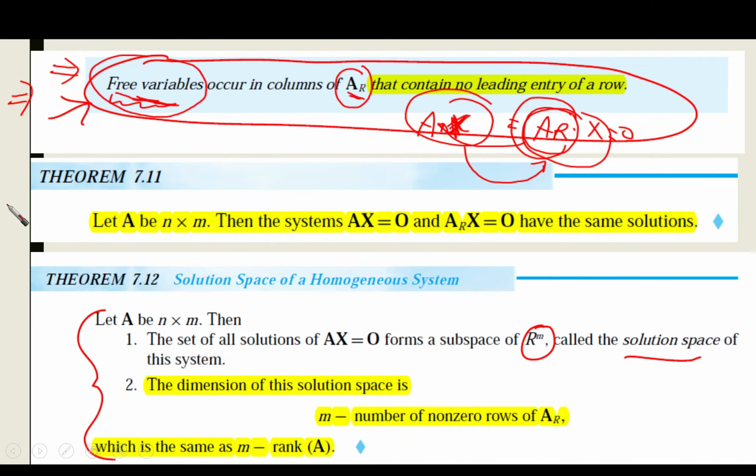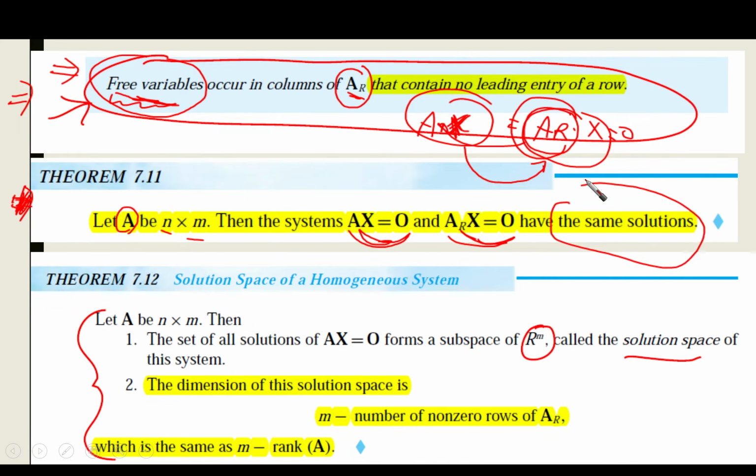Number two, I have mentioned this theorem, which is already something that is taken for granted for us, and you can verify it by yourself if you want. If we have a system whose coefficient matrix is n by m, then the system Ax equal to 0, which is the original system, and the reduced system have the same solution.